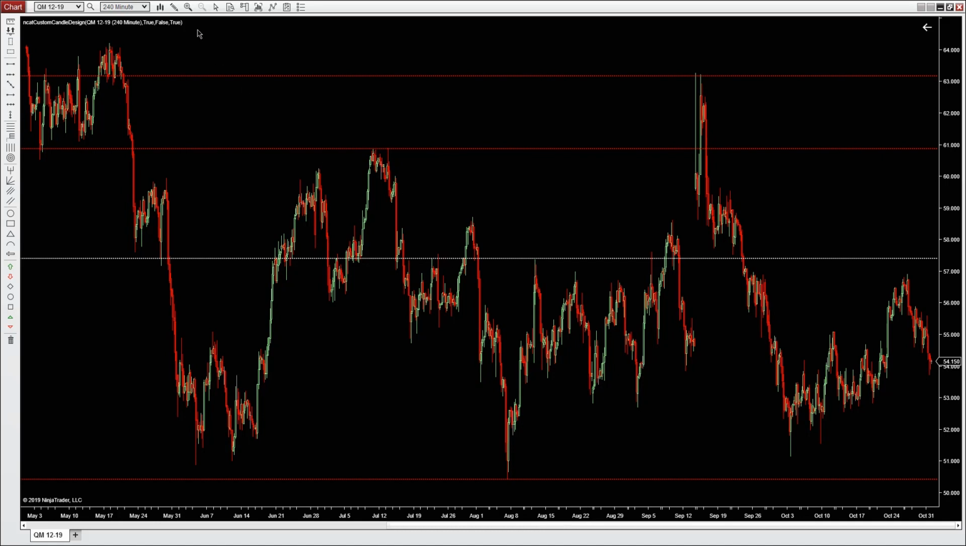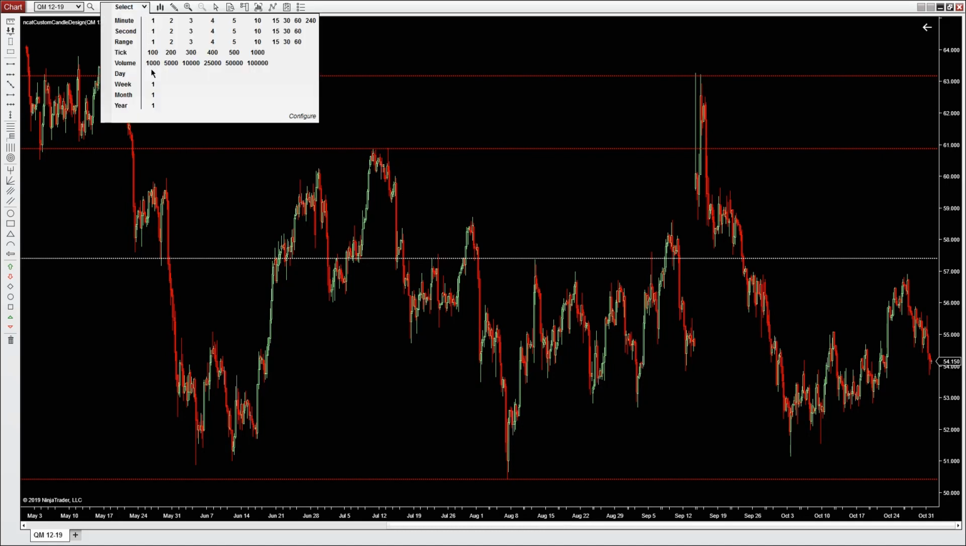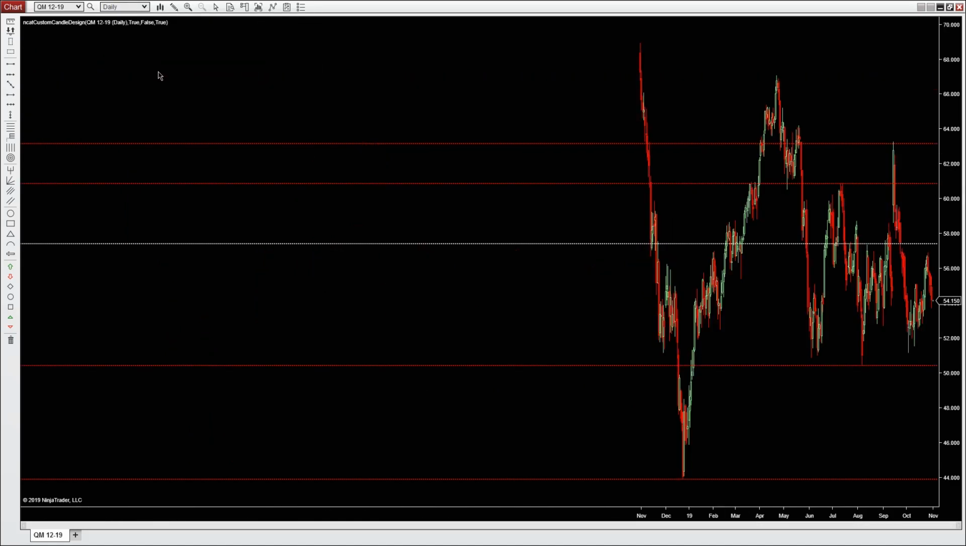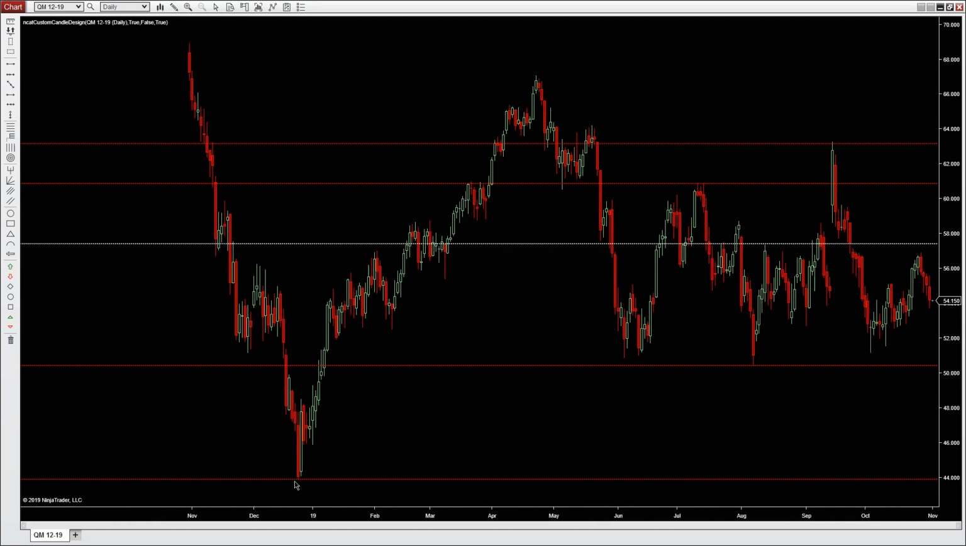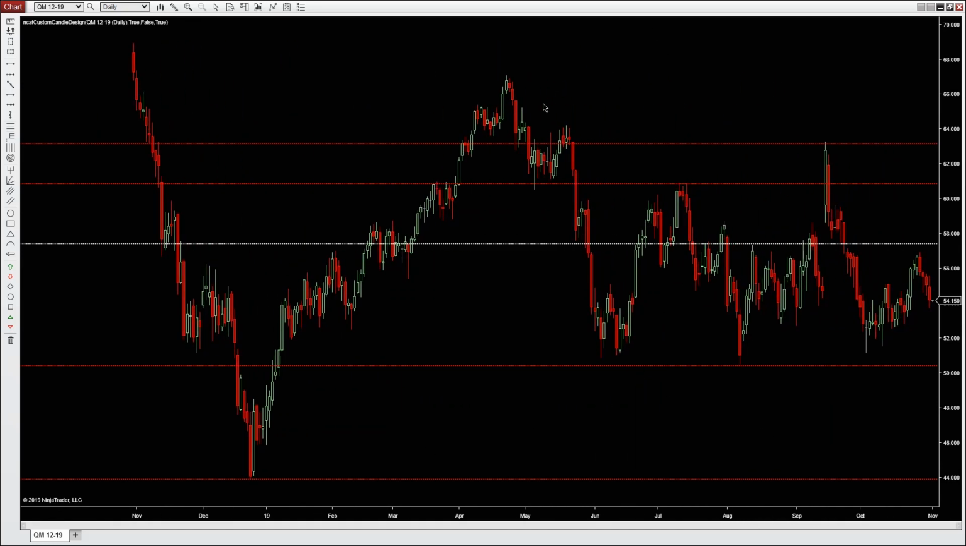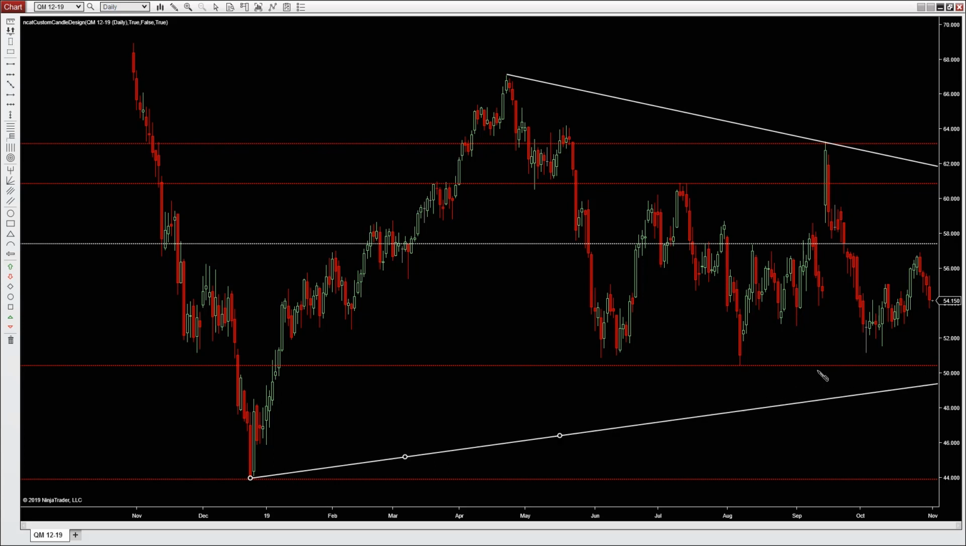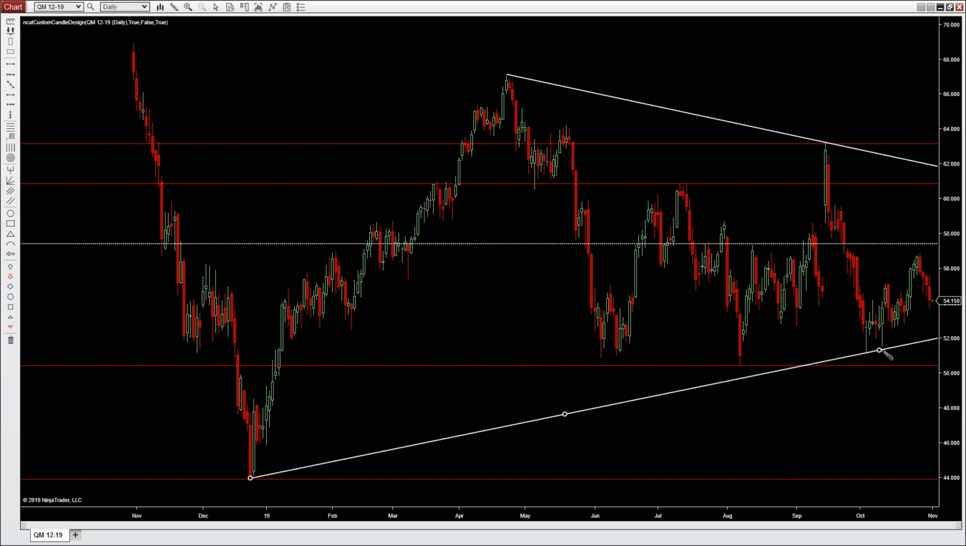Now, the next thing that you want to go ahead and do, let's go back out to the daily. Start looking for any type of trends here in the market. And as we mentioned, the market is a little bit in a range here, pretty tight range. We do have a trend line here, and you do have a trend line going across the bottom here.